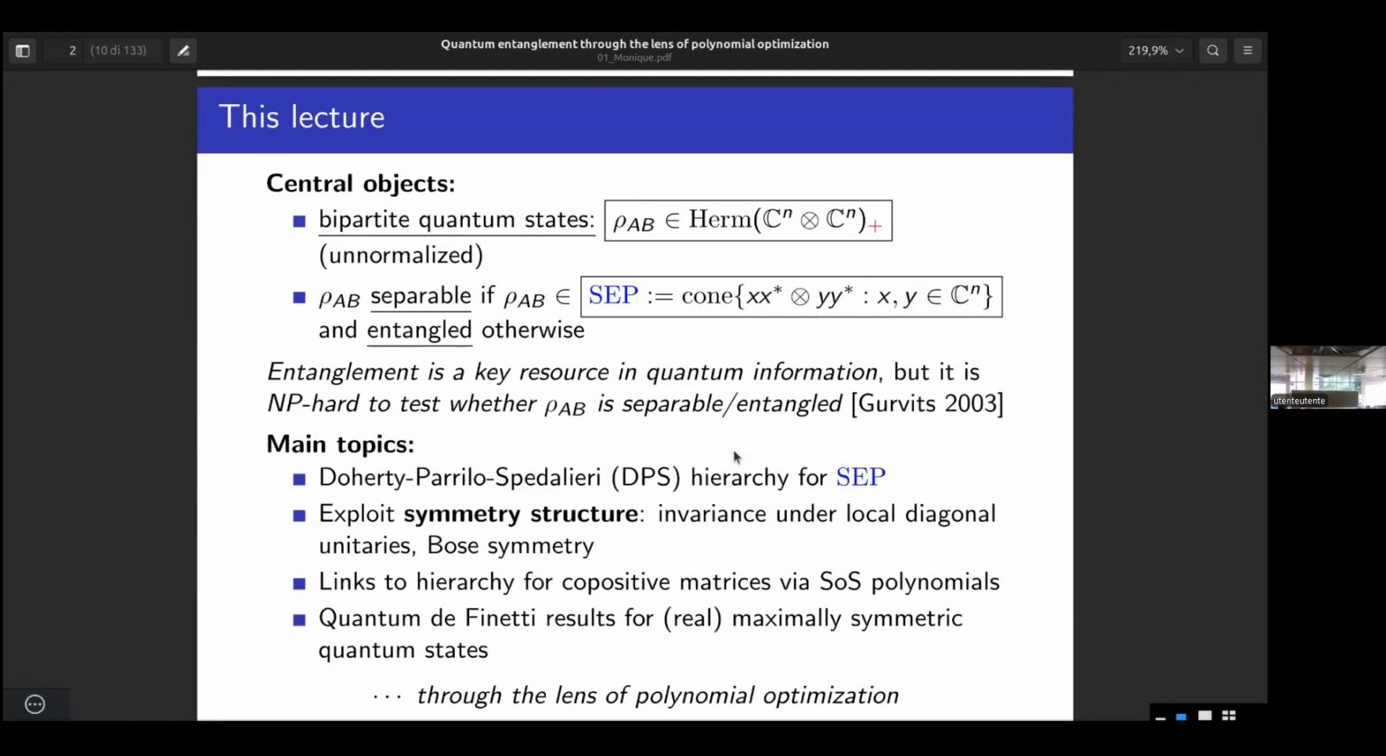If you wish. We do sometimes this. So rho is separable if it lies in this cone, which we denote by set. And if rho is not separable, then it is said to be entangled. So why are we interested in entanglement?